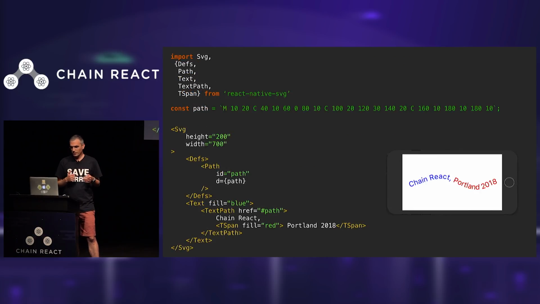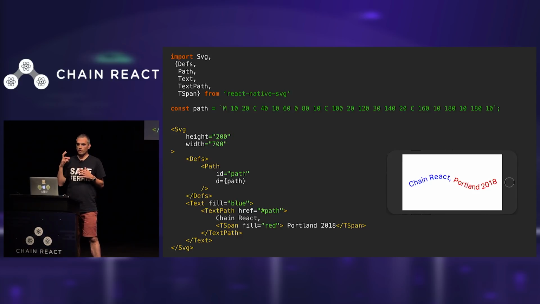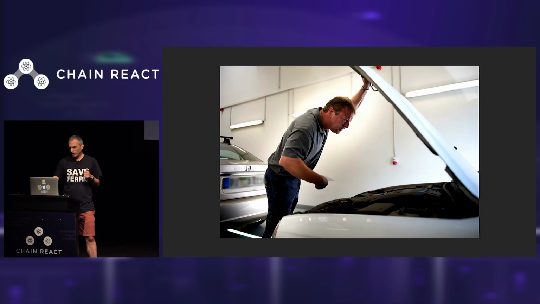Another neat thing that you can do with SVG, and this is done in React Native SVG, is some tricks you can do with text. So we are using the defs element, which lets you define elements inline without drawing them on the screen. And by using the text path, we can just refer to the path element and make the text flow across that path element.